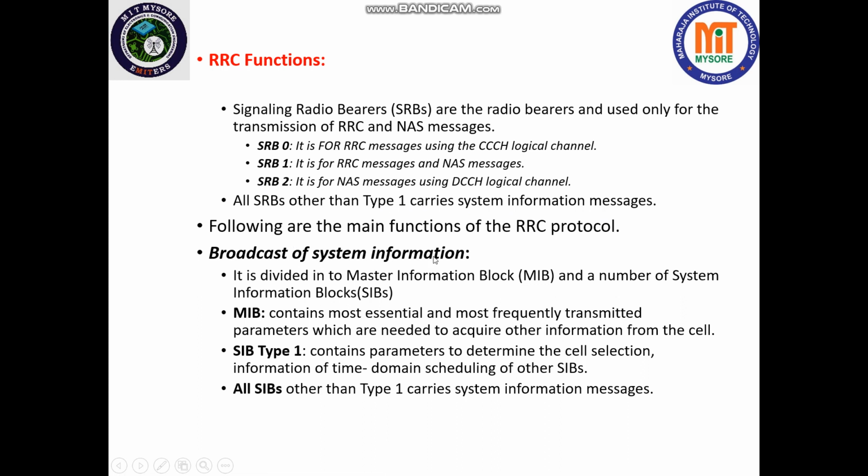Let us now look into the functions of RRC. The first one is broadcast of system information. It is divided into the master information block, MIB, and a number of system information blocks. The MIB includes a limited number of the most essential and most frequently transmitted parameters that are needed to acquire other information from the cell, and is transmitted on the BCH logical channel.